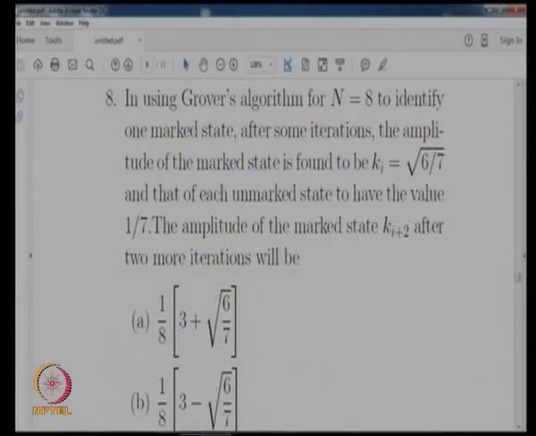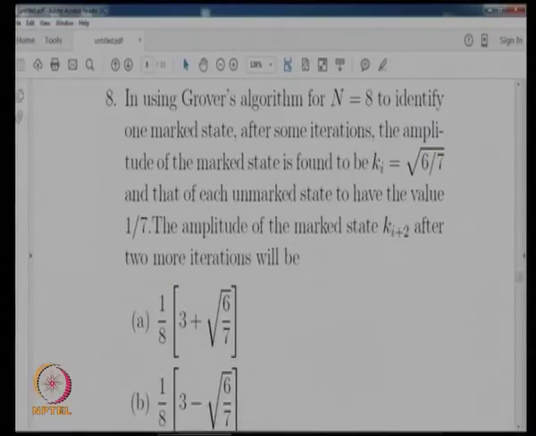Let us look at question 8. In question 8, we are given that n is equal to 8. So, we have 8 items, out of which 1 is marked. It is also given that after i iterations, we have amplitude of marked state as square root of 6 by 7, and the amplitude of other states is 1 by 7.